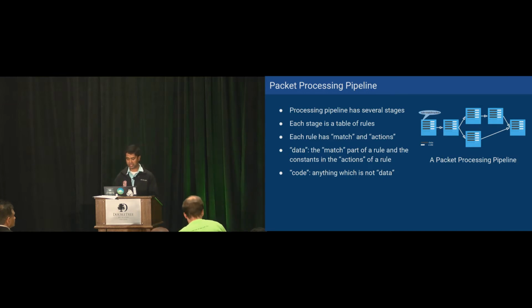If you look on the right at this diagram, usually the packet processing pipeline looks like this. It has several stages. Each stage is a table of rules, and each rule has a match portion and an actions portion. The match portion I depict using black and the action using white. And we also have these white arrows, which is the flow of control. So here I have my own terminology. What I say is code. Code is anything which updates a packet and influences the flow of control in the pipeline. The rest is data.